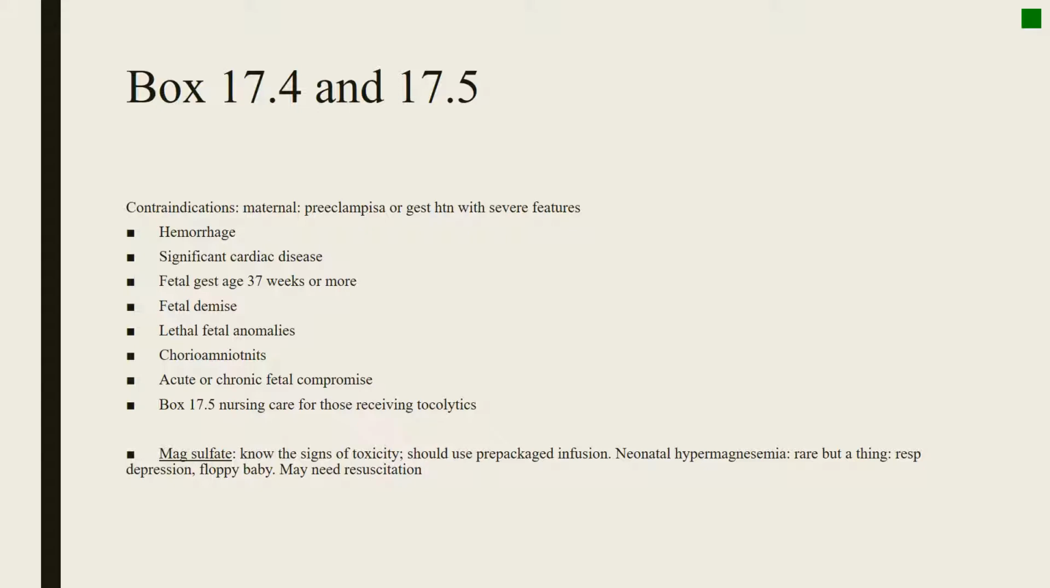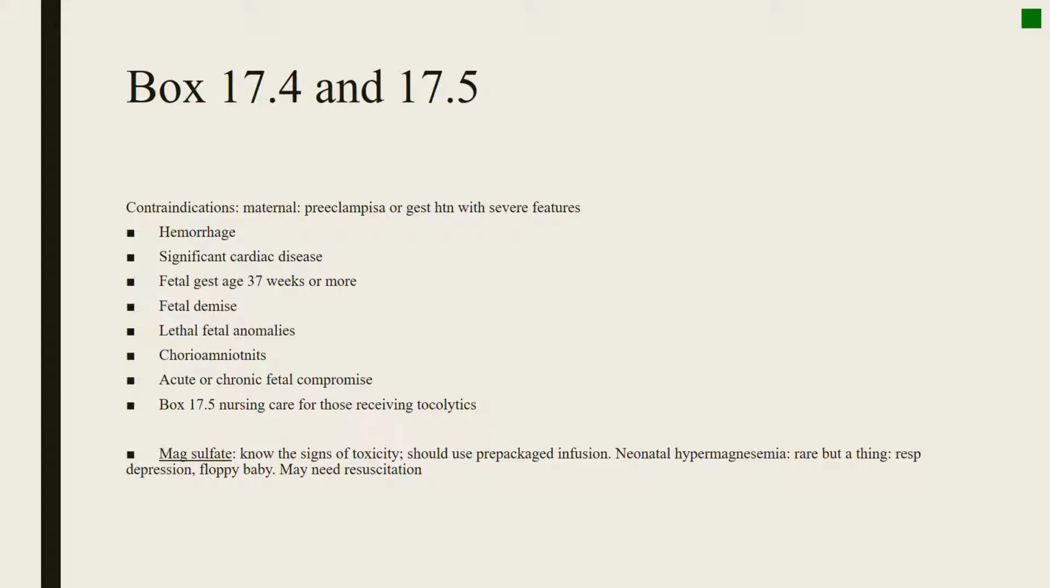First, let's talk about contraindications to using a tocolytic. Page 425, box 17.4. For maternal contraindications, there's preeclampsia or gestational hypertension with severe features, hemorrhage, or significant cardiac disease. For fetal contraindications, it is gestational age of 37 weeks or more. We just let those go. We're not going to put everybody through this if they're 37 weeks. If there's fetal demise, if there's some type of lethal fetal anomaly, such as anencephaly or something like that, if there's chorioamnionitis, or if there's evidence of acute or chronic fetal compromise.